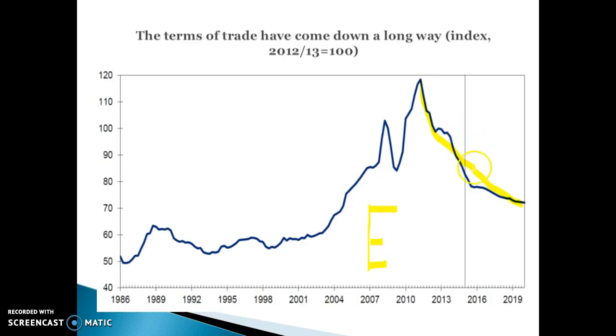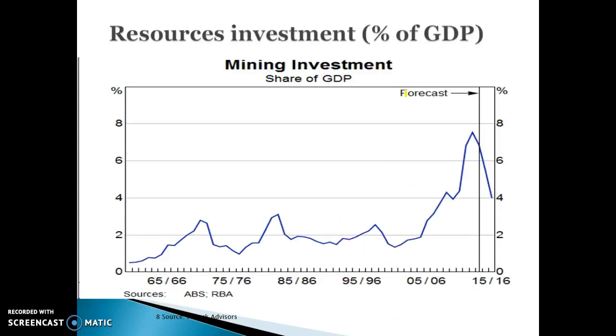So one of the big things that's happening in Australia at the moment is the terms of trade is falling. We're generating a lot less income from our exports because of the lower prices. That's leading to less consumption spending and a lot more unemployment throughout the economy. So one of the big demand side factors at the moment is the fall in the terms of trade.